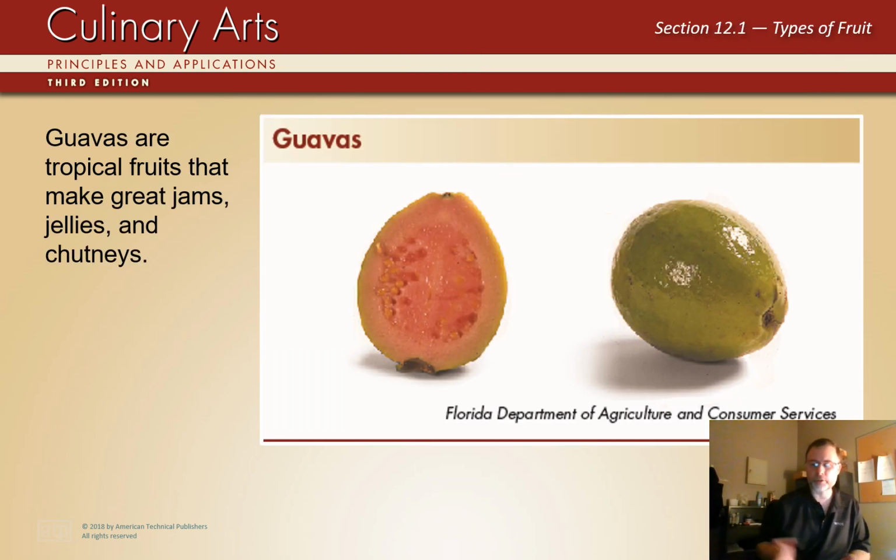Then we have guavas. You guys are probably familiar with guavas because they're very popular in tropical areas. They make a lot of jams and jellies and chutneys. We can't really usually find fresh guava, but there's also a guava juice, which is very nice. And so guava juice is often blended into tropical fruit drinks. And then guavas are used in jams, jellies, and chutneys as well.